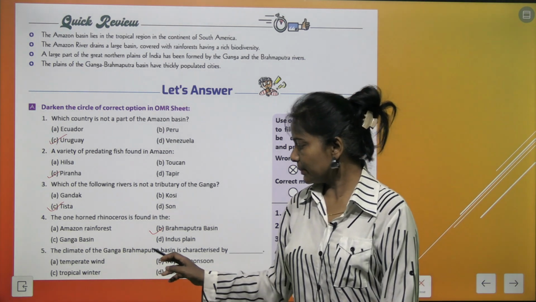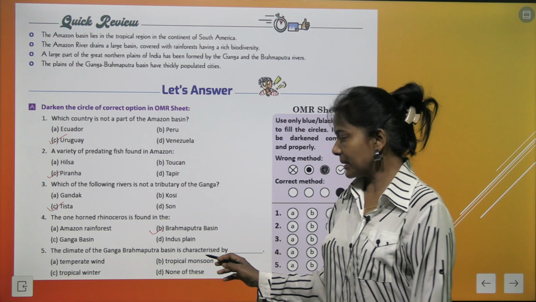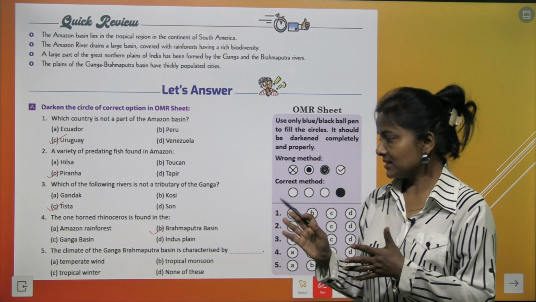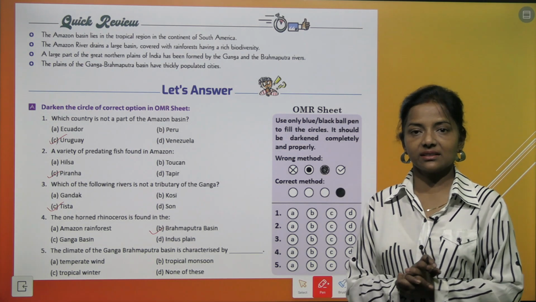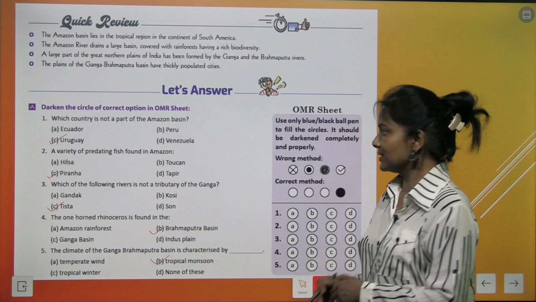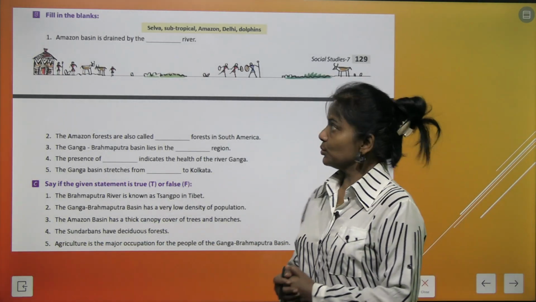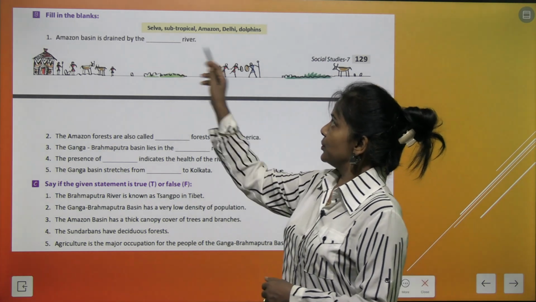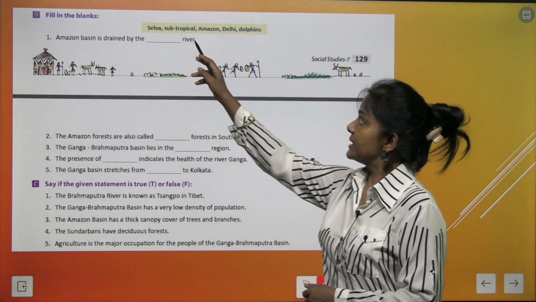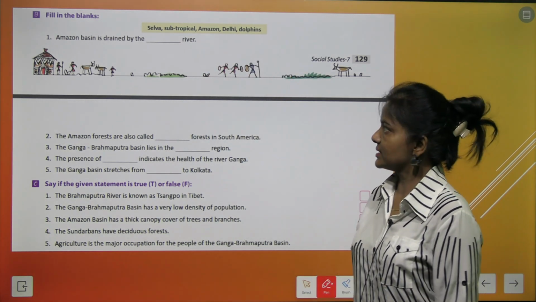The climate of the Ganga-Brahmaputra basin is characterized by temperate wind, tropical monsoon, tropical winter, none of these. The climate of Ganga-Brahmaputra basin is characterized by the tropical monsoon. Okay, children? Now let's move further. So, children, now let's do some fill-ups here. Few words are given in this box. Let's read them first. Selva, subtropical, Amazon, Delhi, dolphins.